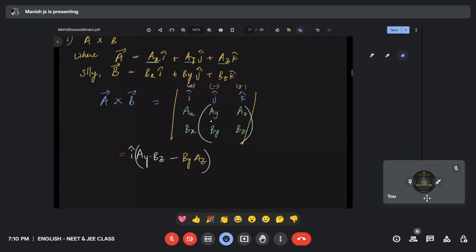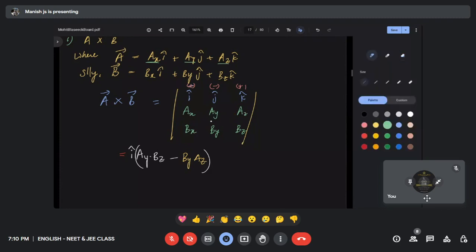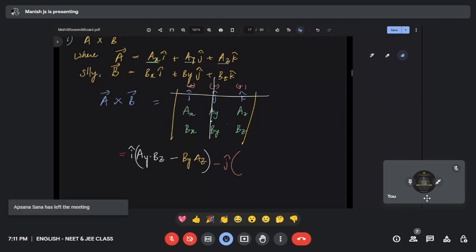So I've removed it. The same way we repeat for J cap. The center one, the corresponding row and the corresponding column, I'm going to block. The sign is minus obviously. So minus J cap. Open the brackets. You can see I'm left with again a 2 cross 2 matrix. So AX BZ as you go downwards and you multiply. One second, let me just reduce the width.